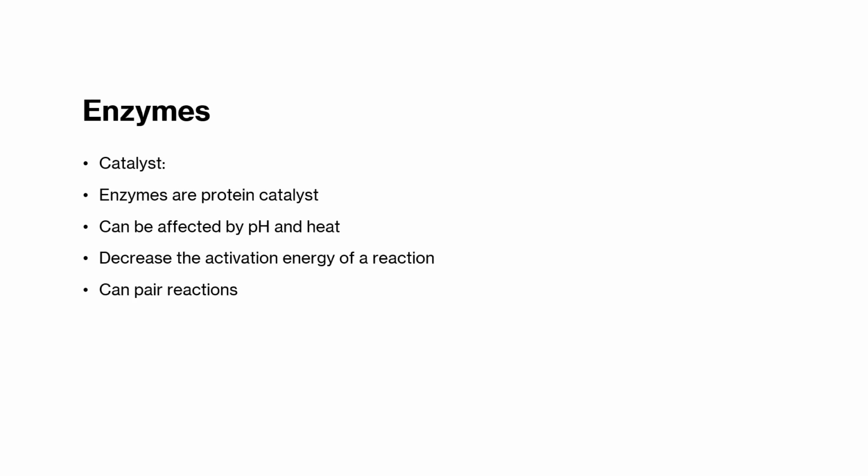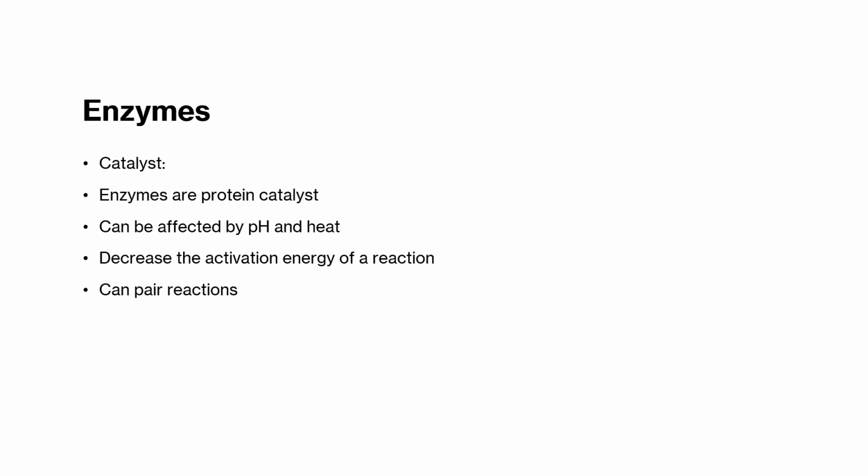Now, what I want to talk about first is enzymes, which are catalysts. And a catalyst is something that speeds up a reaction but is not itself used. So enzymes are protein catalysts. That means that as they are proteins, they can be affected by pH and heat. Too much heat will denature the protein, meaning that it will change its natural form, making it not work. Too much pH can have the same effect, too little can also.